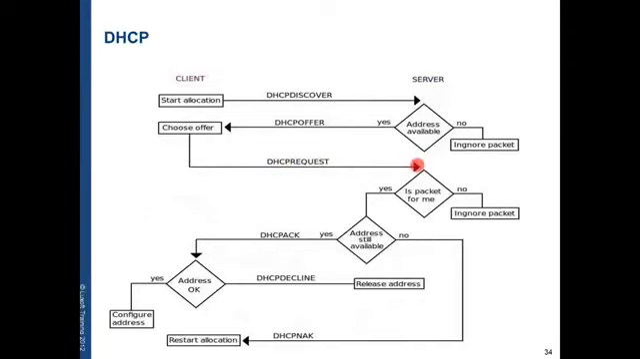When a server receives this request, it will search for the chosen server. If it is the chosen server, it will continue processing the packet. If it isn't, then it will just ignore the packet and will continue listening for other packets. So if we are the chosen server, we check that the address that we offered is still available. If it's not still available for any reason, then we reply with a negative acknowledgement packet, and the client is forced to restart the process.